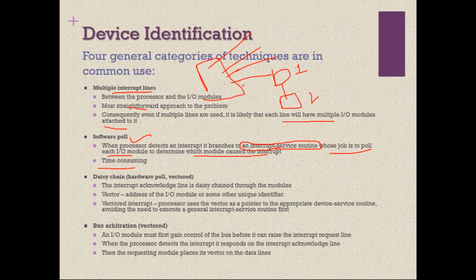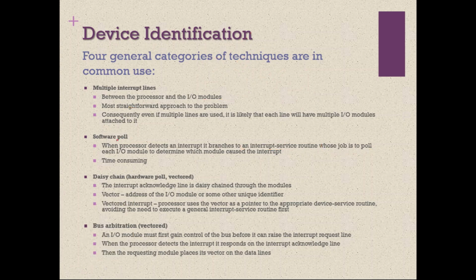The CPU will call an interrupt service routine. That interrupt service routine will check whether the interrupt was raised by this device or that device. We discussed while covering multiple interrupt lines that you cannot implement the multiple interrupt line technique as a standalone technique. It should be combined with one of the other techniques. So that is the second technique, which is software poll. The problem with this technique is that it is time consuming. The third technique is daisy chain or hardware poll. It is also called vectored interrupt.